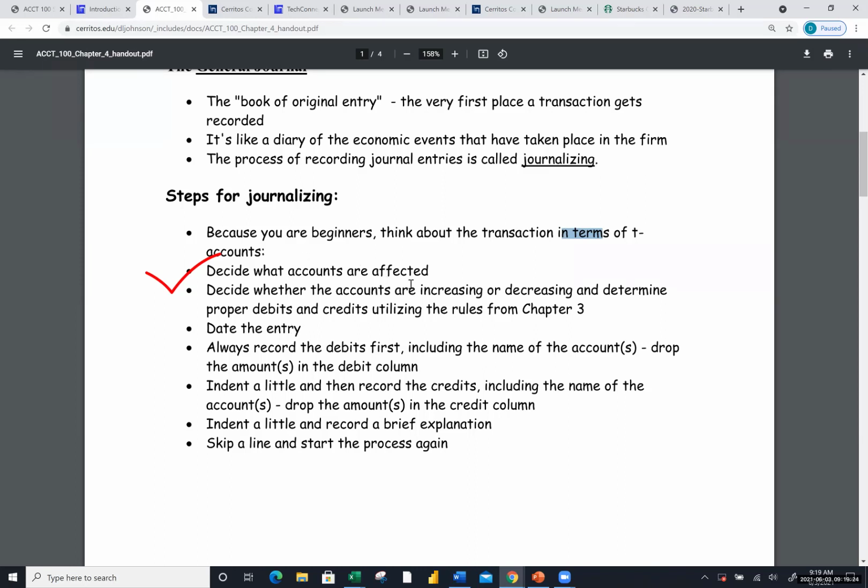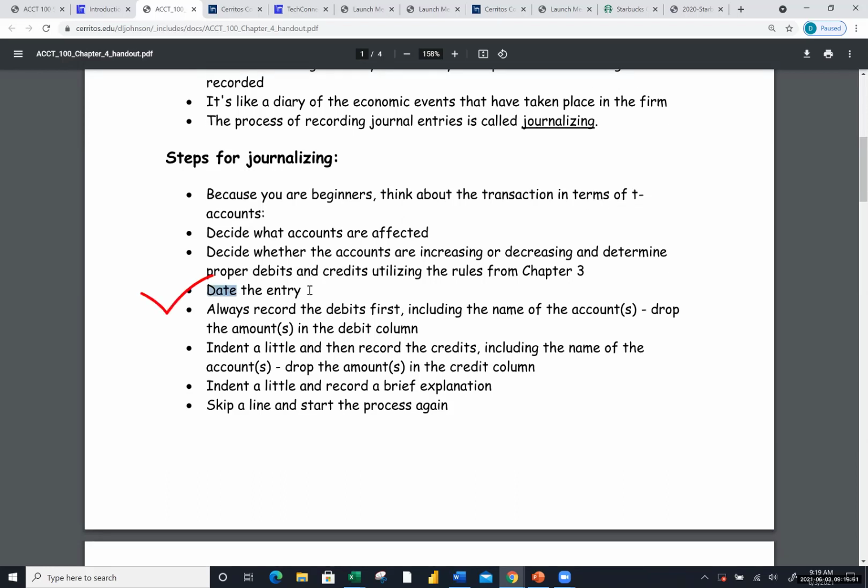So decide what accounts are affected. That'll sound familiar to you. That's the mental mechanics that we've been doing so far. Then decide whether the accounts are increasing or decreasing. Then decide whether debits and credits, what's being debited, what's being credited, using those rules from chapter 3. That's what I mean about foundational learning. We can't go on to chapter 4 until we got the chapter 3 rules down. We're going to date every entry.